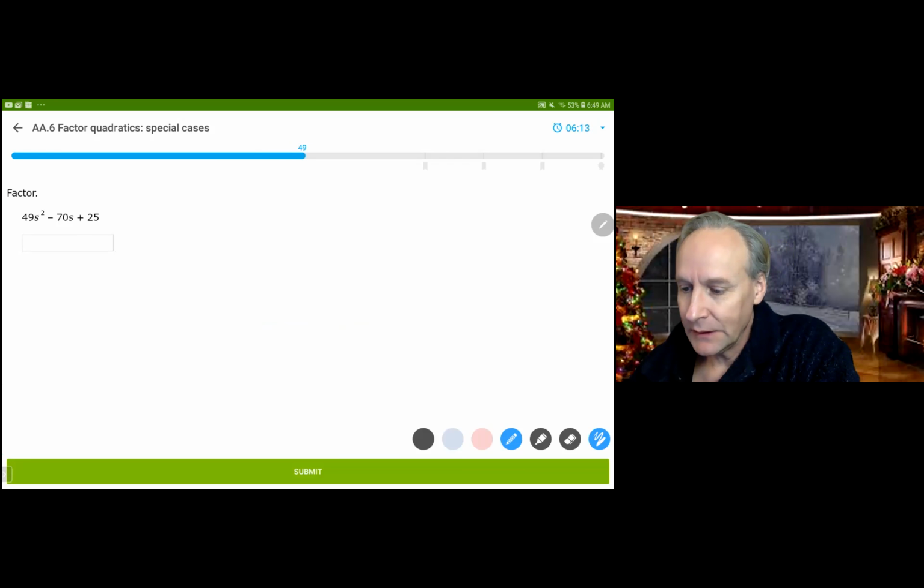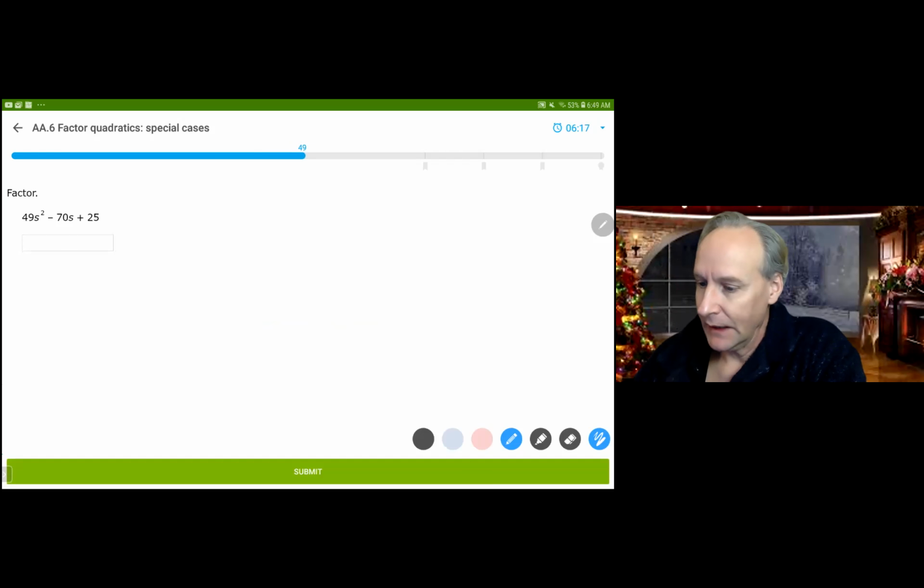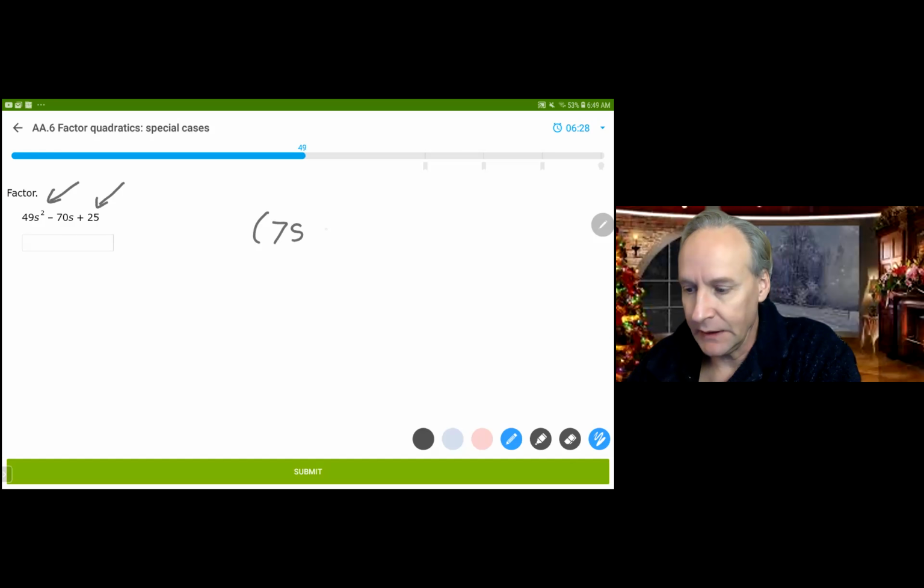And this one could be a perfect square trinomial, and it just happens to be. And notice that I want to point it out again. 7s is the square root of 49s squared, and the square root of 25 is 5 or negative 5. And it happens that we need a negative in the middle, so I'm going to go with negative 5.